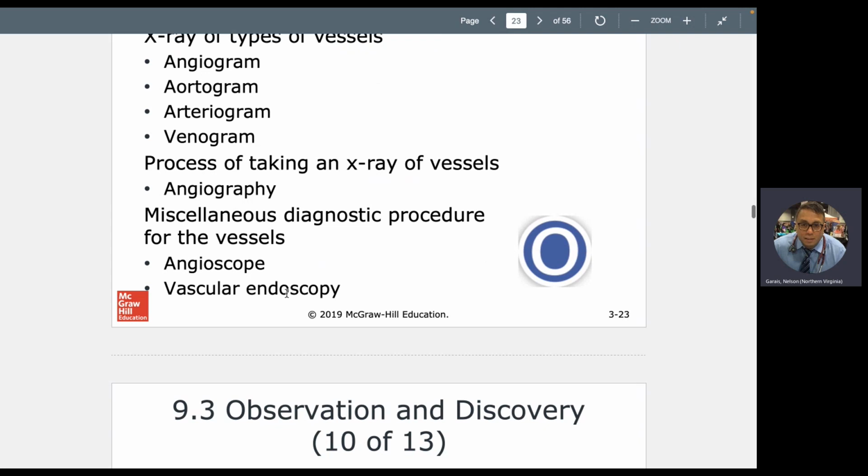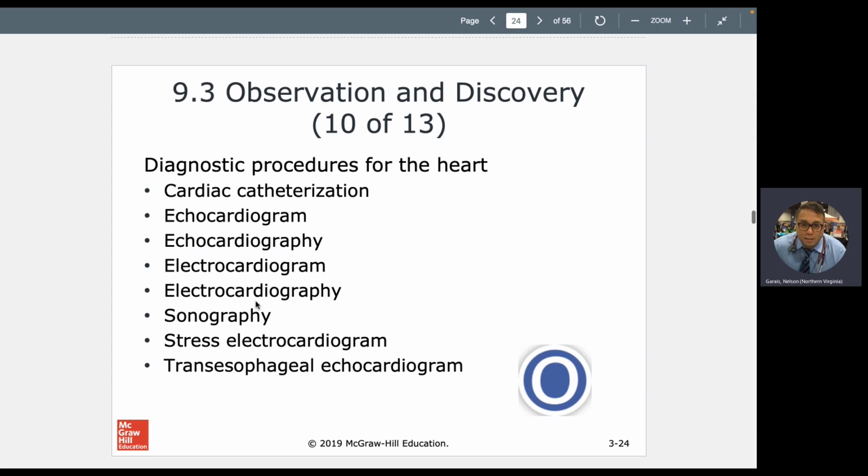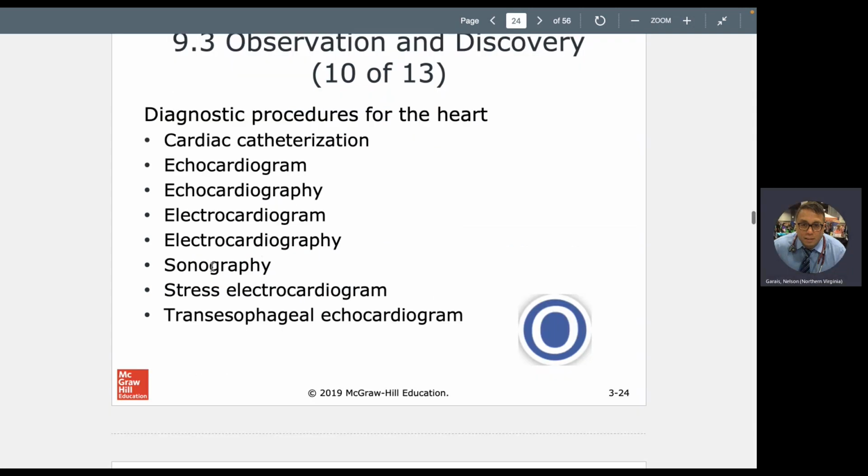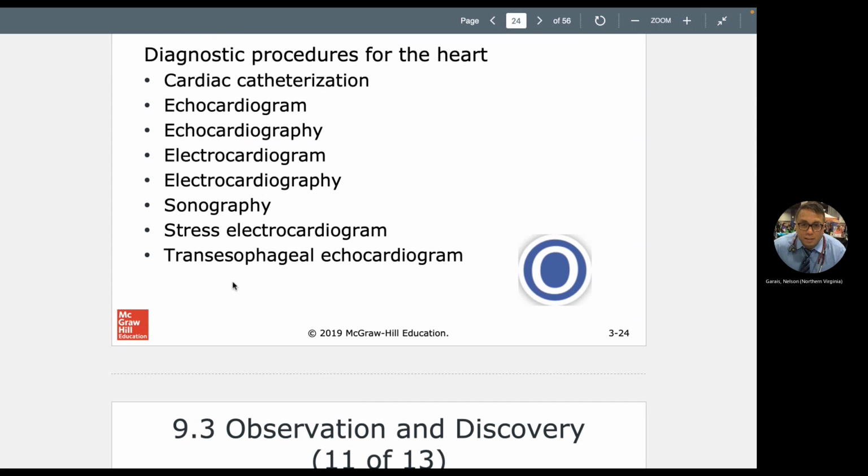Angioscope, vascular endoscopy. Where are we visually looking at? I am the process of visually looking at what? Endo, which is the insides. Sonogram, that's what? That's an echo or a 2D echo. Transesophageal, what am I doing? I'm putting a tube trans across your esophagus, which is your food tube.